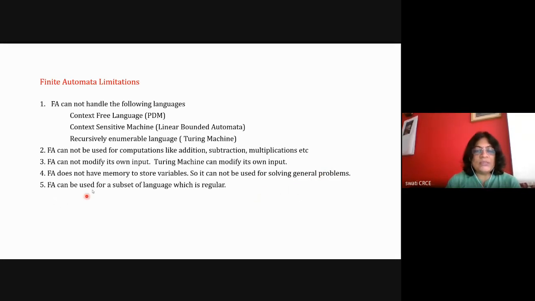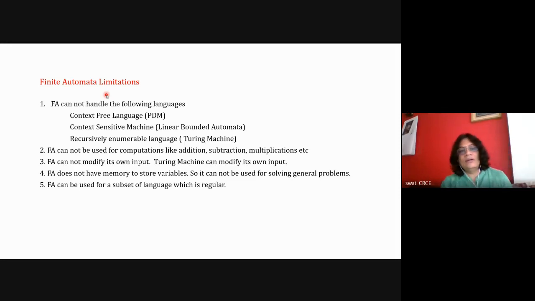It can be used only for a language which is regular, a subset of languages. So we can say that a regular language is also a recursively enumerable language, a context-sensitive language, a context-free language, and a regular language.